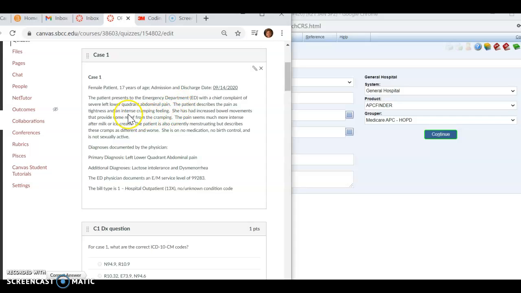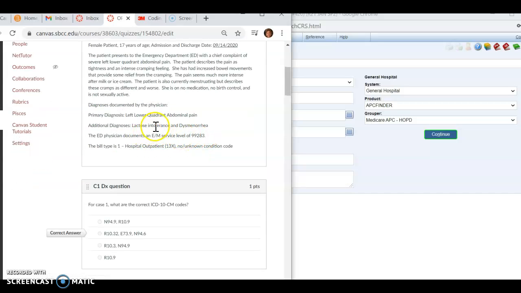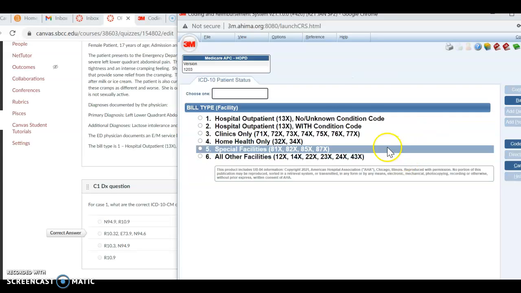This patient here has tightness, cramping, increased bowel movements that do provide relief from cramping. Pain's more intense after milk or ice cream, also menstruating, but describes these cramps as different and worse. She's on no medication, no birth control, not sexually active. So here we have left lower quadrant abdominal pain, lactose intolerance, dysmenorrhea. With this being, we're going to code all three. So let's go ahead and put those in.